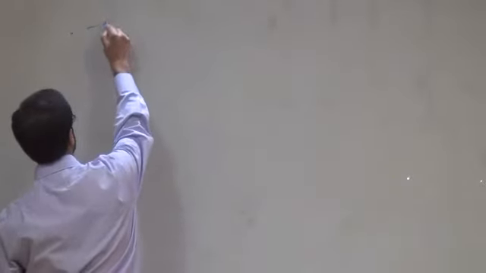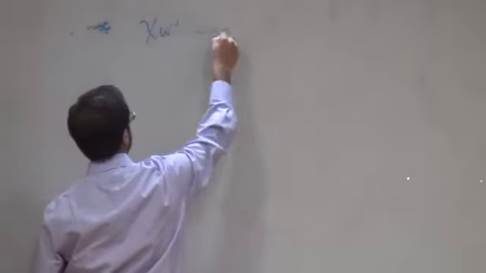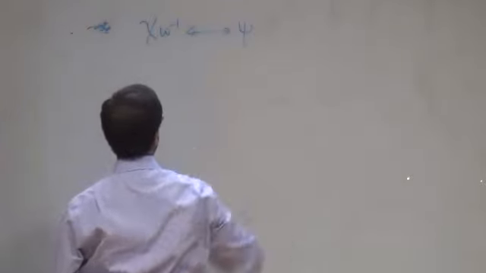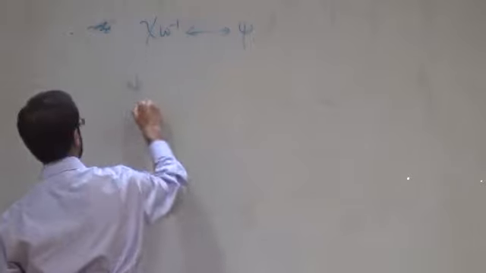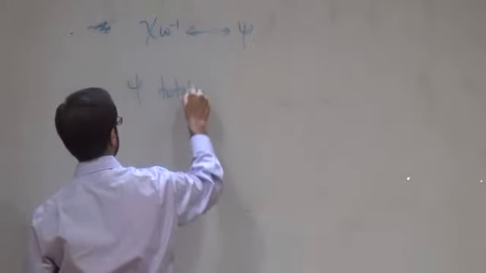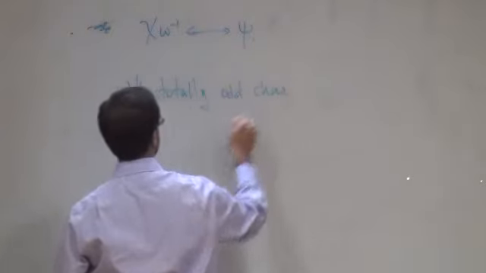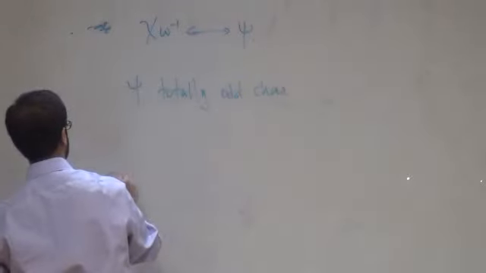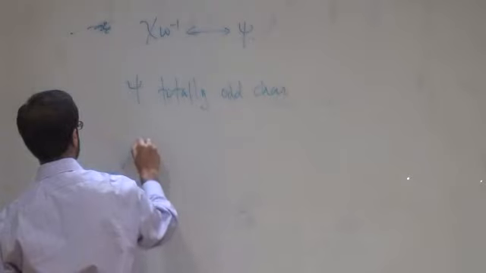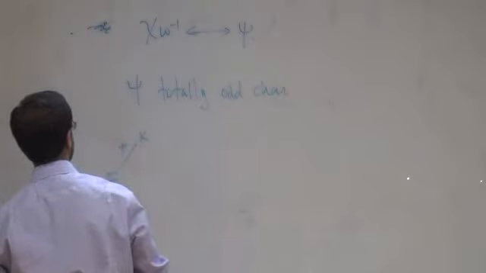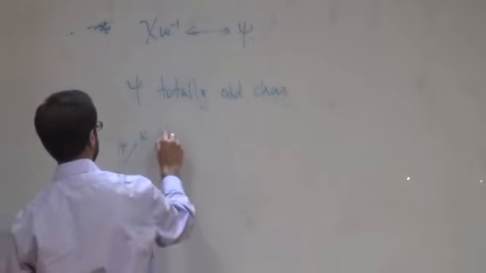Now I want to take a different setting, where, as before, we replace chi omega inverse by psi. So now psi is a totally odd character. I look at the fixed field of psi and call that K. That will now be a totally complex field.